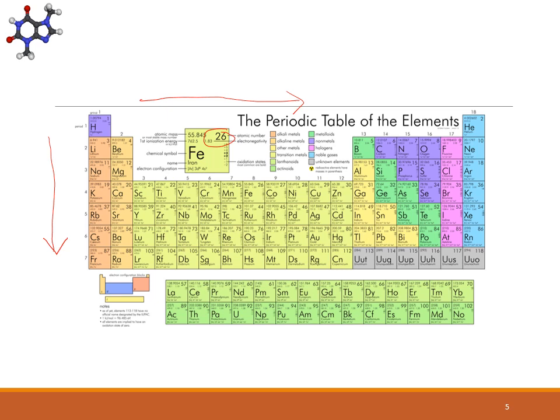Hydrogen has an atomic number of 1. It is the first element in the periodic table. Helium has an atomic number of 2. It is the second element in the periodic table. And so on and so forth until we reach 118, the largest atomic number.